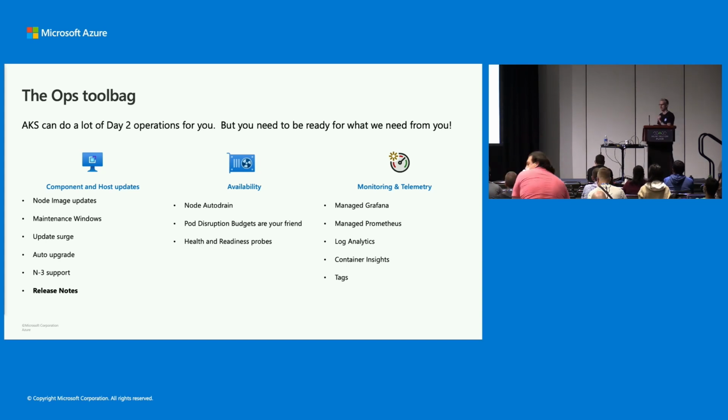AKS and Microsoft will support you N-3. So 1.25, 1.24, 1.23. If you're on 1.22, we will help you, but the first thing that we'll say to you is please upgrade to the latest version. And so it's really important that if you want to have the latest versions and be supported by us, you need to be on a supported Kubernetes version.